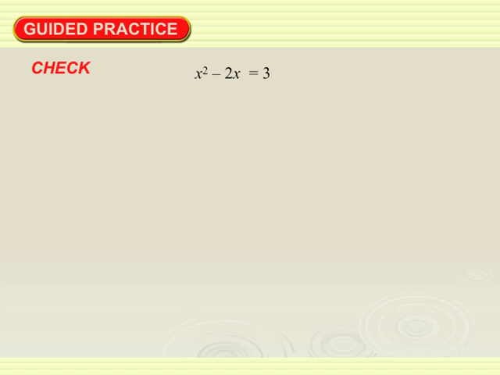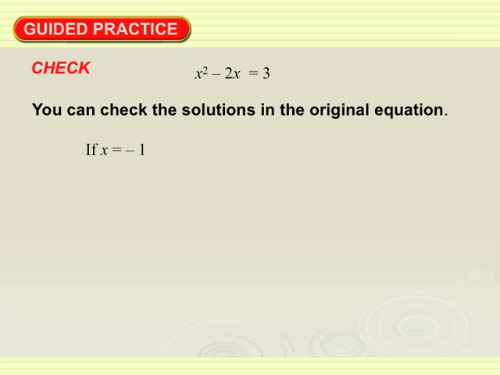Once you're done, you can check those two solutions in the original equation. Let's plug in the solutions we got where x equals -1. Let's plug that into our original equation. If I replace the x's with -1, the equation does in fact check. -1 squared minus 2 times -1, that becomes 1 plus 2, and that does in fact equal 3.